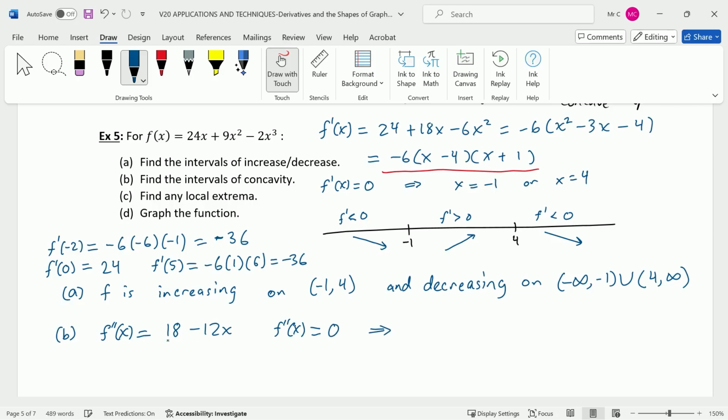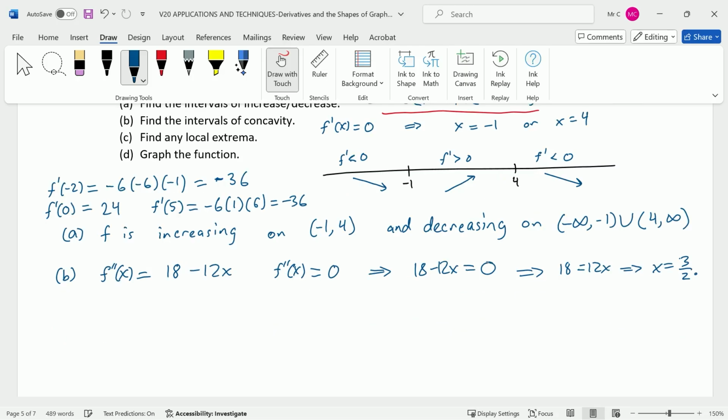But if the second derivative is 0, then 18 minus 12x is 0. That implies 18 equals 12x. If I divide by 12 and simplify, I'll get 3 halves. So x equals 3 halves. Okay, and so I'll draw my interval here.